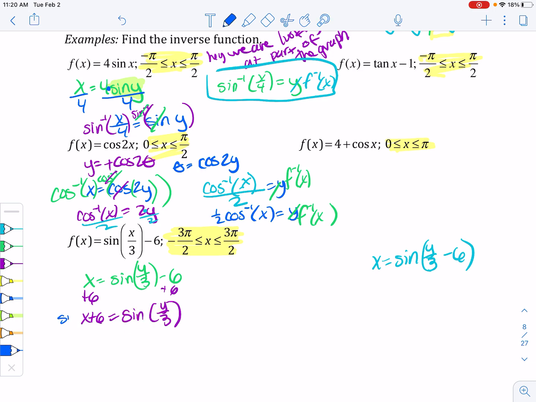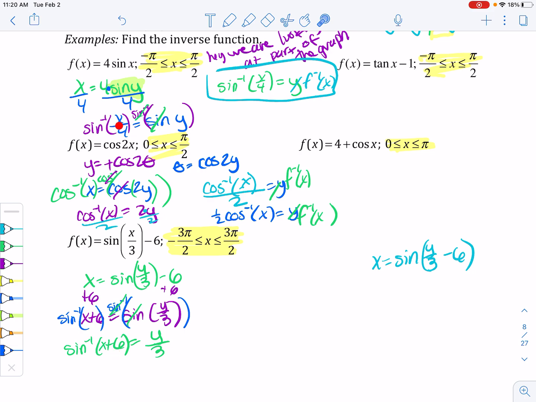So we undo the sine with the inverse sine. The inverse sine is its own function, so it goes on the left side. This will look like it's multiplying. It's not. It's its own function. So the inverse sine of the sine, those undo each other. So we're left with the inverse sine of x plus 6 equals y over 3. You do have to have parentheses here.